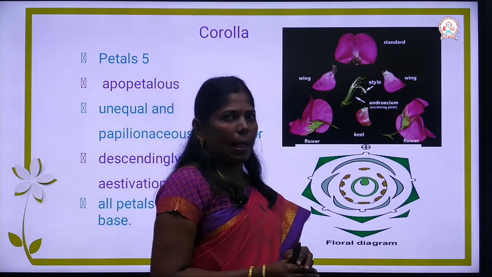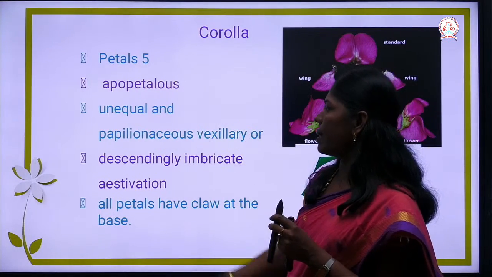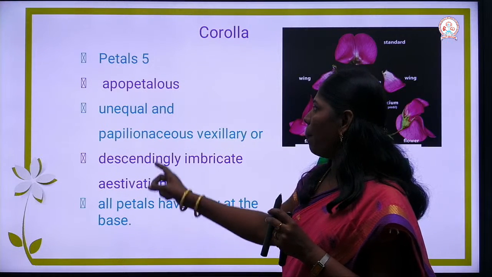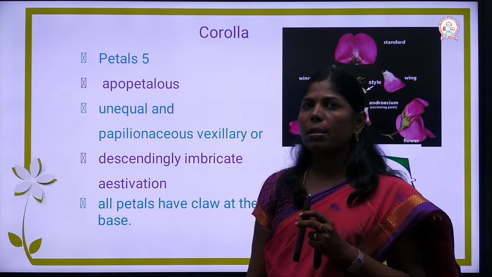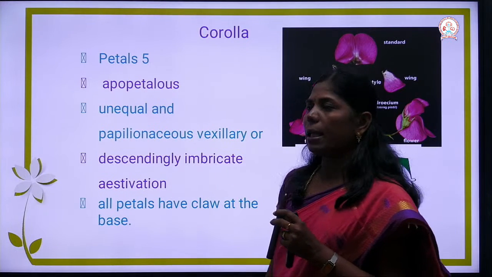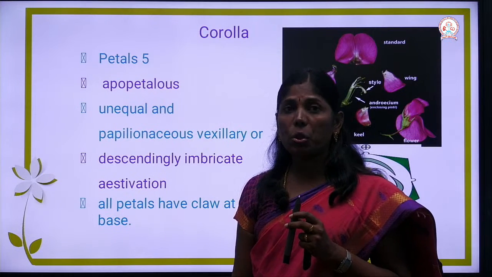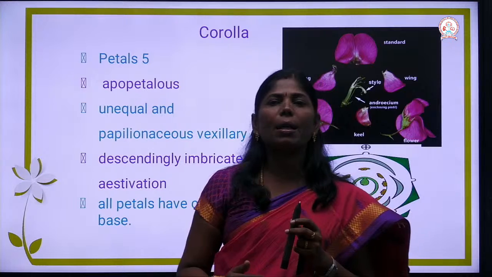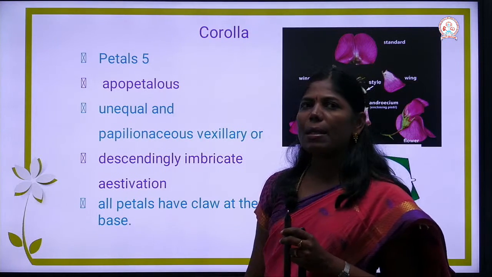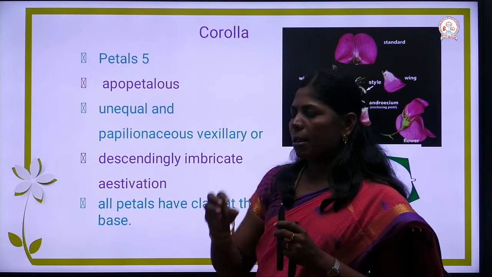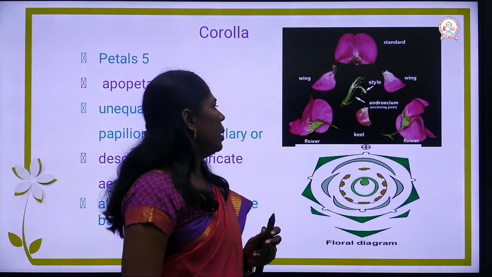That is unequal in size. Unequal means each petal is a different size. So that condition is called papilionaceous or vexillary arrangement, otherwise descendingly imbricate estivation. Imbricate estivations are divided into two: one is descendingly imbricate, another is ascendingly imbricate. This is descendingly imbricate estivation. All the petals have a clave at the base, they are twisted.